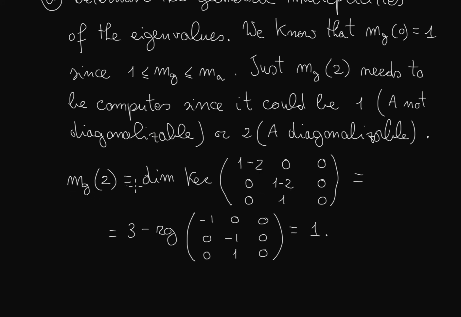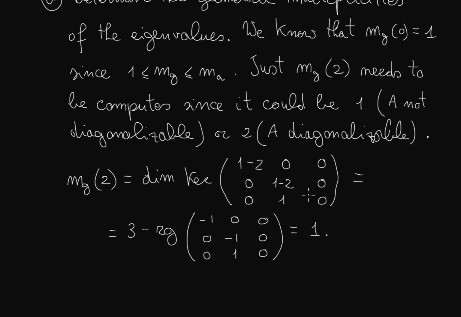Therefore, the geometrical multiplicity is the dimension of the kernel of left multiplication by this matrix. But by the Grassmann theorem, the dimension of the kernel equals the dimension of the domain, which is 3, minus the dimension of the image of left multiplication by this matrix, which is the rank of the matrix. Okay, so we have that this number here is 3 minus the rank of this matrix.